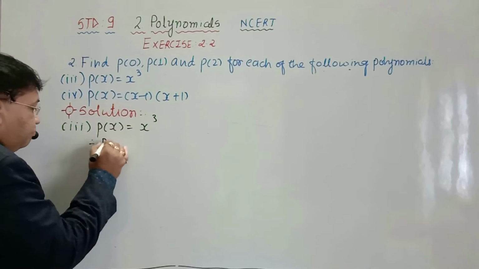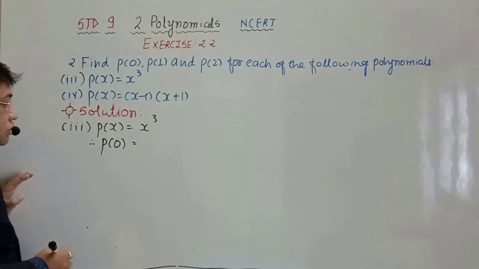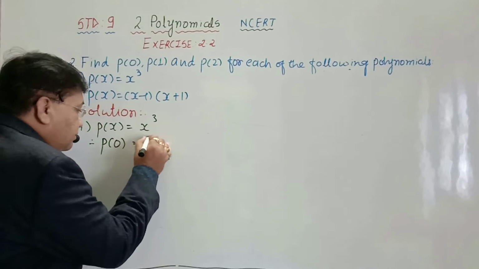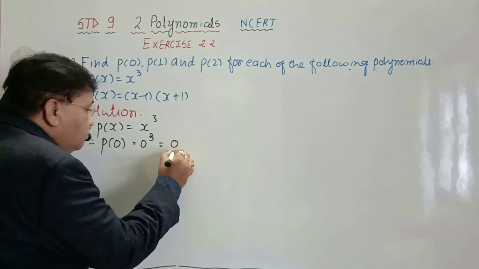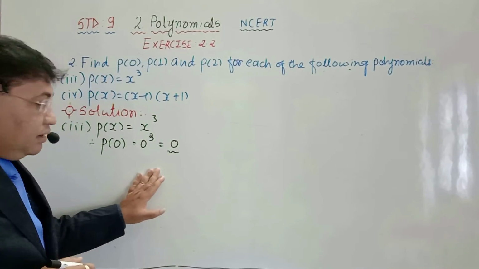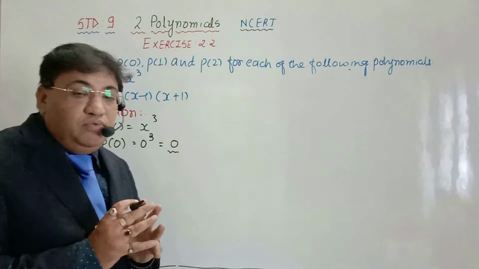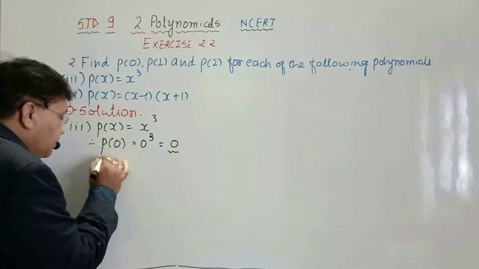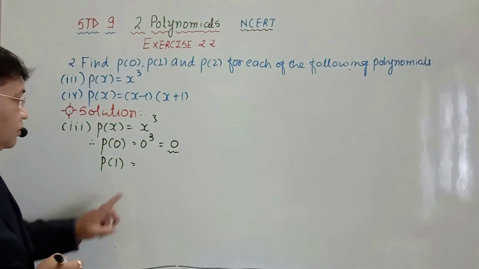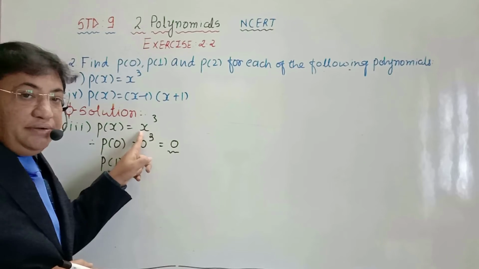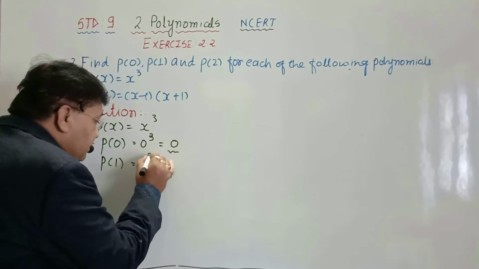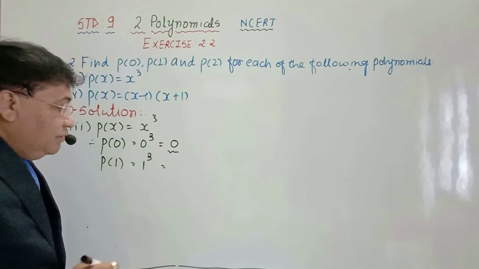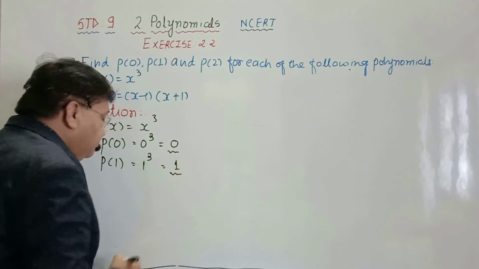First here we write P of 0. So in the place of x we write 0. So here we write 0 cube. 0 cube is 0. Right? Now we want P1. So in place of x we write 1. So it is 1 cube. And 1 raised to any power is always 1. Right? Here we get 1.